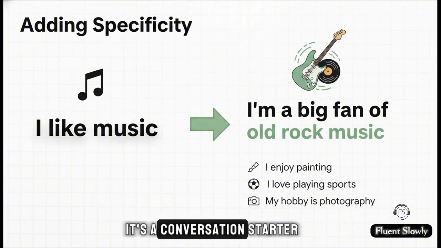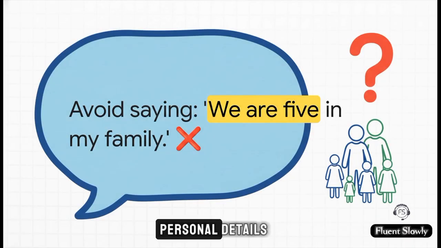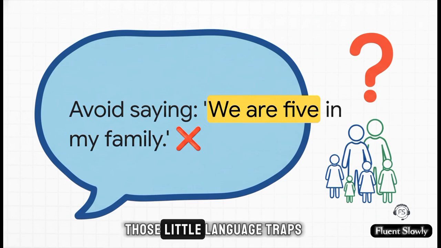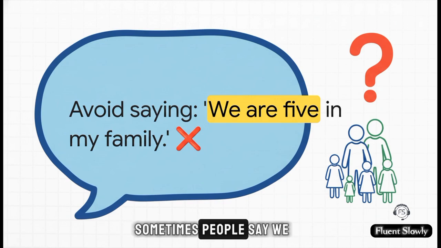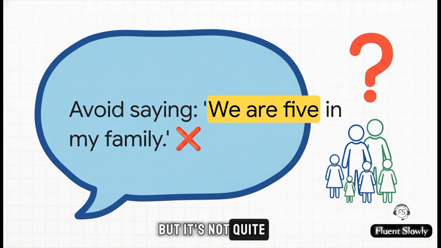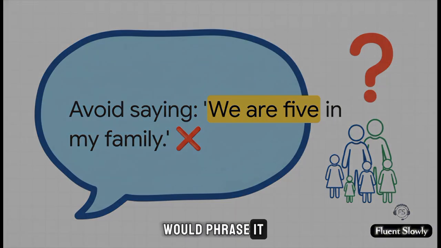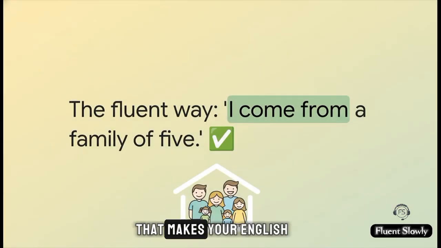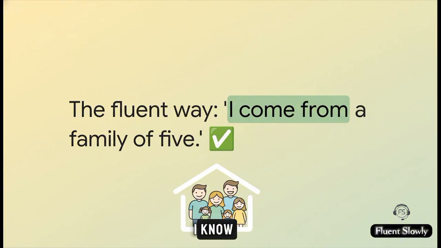It's a conversation starter. And while we're on personal details, here's another one of those little language traps. Sometimes people say, we are 5 in my family. And just like before, it's totally understandable, but it's not quite how a native speaker would phrase it. So here's the little upgrade that makes your English sound so polished. You'd say, I come from a family of 5. It's a subtle shift, I know, but it's these little details that really show you've got a great handle on the language.